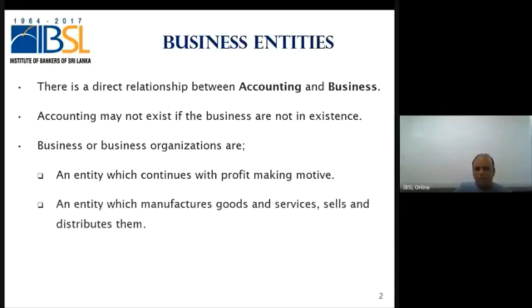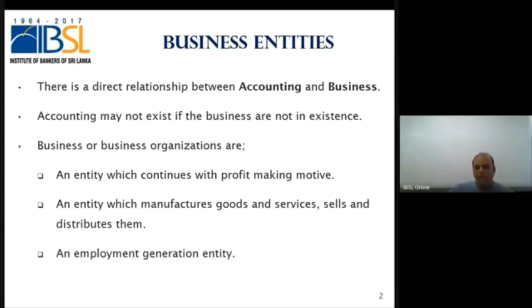There could be entities which manufacture goods and services, and then they sell them or distribute them. Why this becomes very important is that not every company will manufacture goods. Some companies purchase from somewhere else, keep a markup and resell it. But when it comes to the service organizations, such as banks especially, what we do is we provide financial services to the customers. But this also is a criteria for the business organizations.